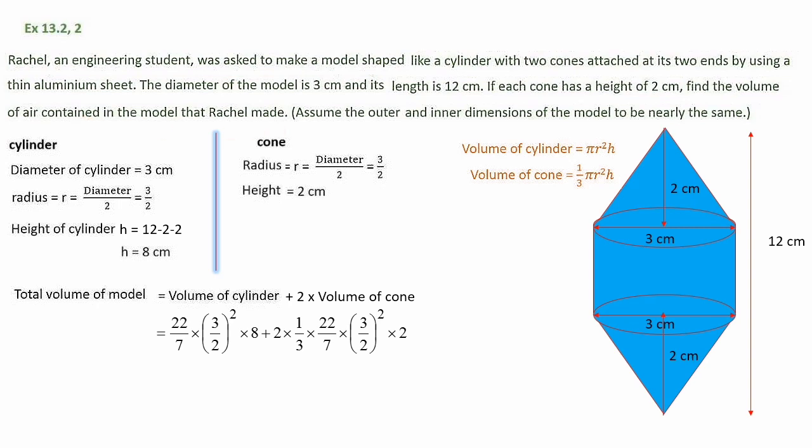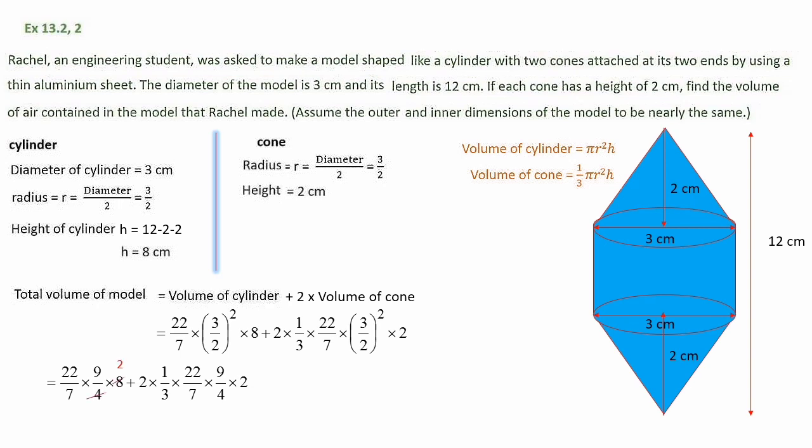Then plus the second part, 2 into the volume of the cone, 1 by 3 into pi into 1 by 3 into pi value 22 by 7 into radius, that is (3 by 2) square, into height, which is 2. The height of the cone is 2. Let's go for calculation. That is 22 by 7 into 3 by 2, that is 9 by 4 into 3 by 2 square is 9 by 4 into 8, plus 2 into 1 by 3 into 22 by 7 into 3 by 2 is 9 by 4 into 2.